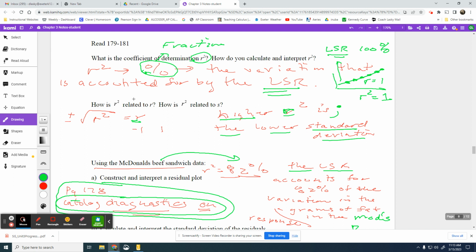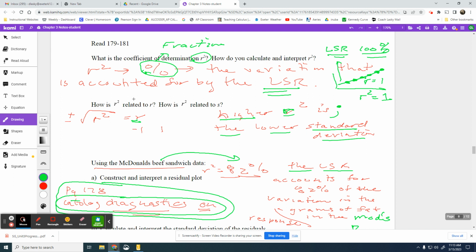If all of these actual points are on my least squares regression line, how far away are the residuals? Well, they're 0. That means if they're on the line, their standard deviation is going to be 0. So if we have 100% accountability for the variation by the least squares regression line, then we know that the standard deviation has to be 0. So if we look at that, the higher the R squared value is, the lower the standard deviation.